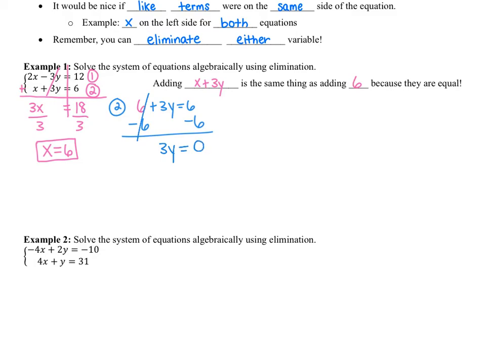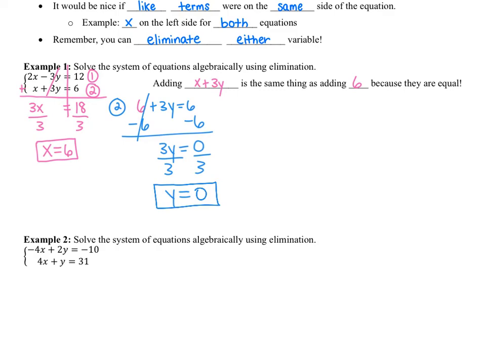Now don't let that scare you, okay? Still finish solving like you would normally. So divide by 3 and 0 divided by 3. If you have no cookies and 3 friends, all your friends get no cookies. So y is equal to 0.